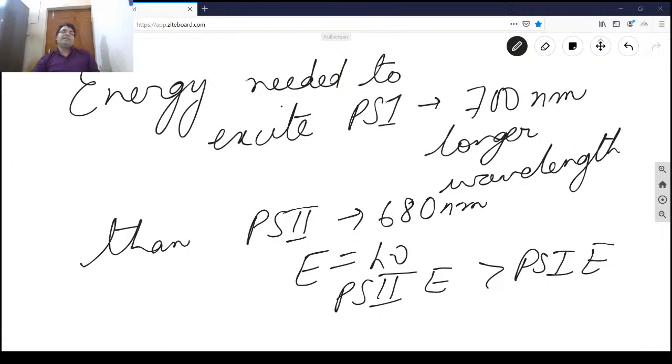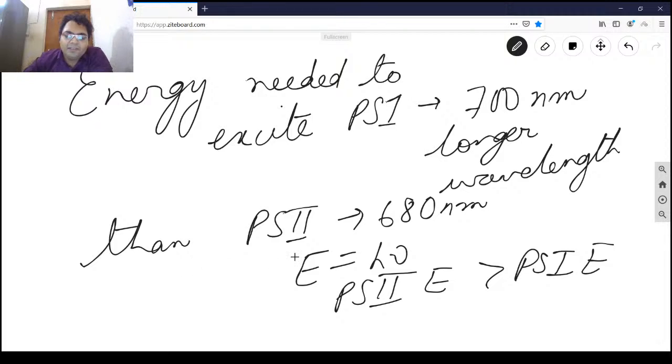Non-cyclic flow will not happen, PS2 will never be activated, and if PS2 is never activated, PS1, the P700, will also not get electrons. Always remember that it will also be terminated automatically after one cycle, or till all the atoms are oxidized, for P700.